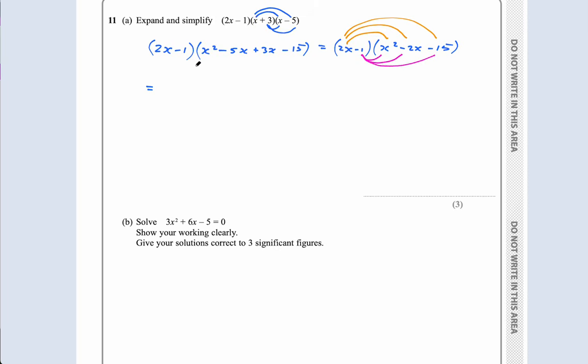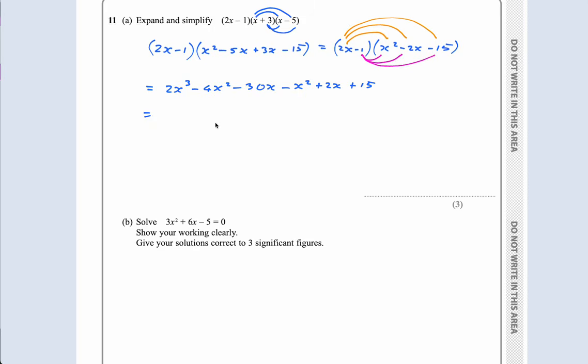First, 2x times x squared is 2x cubed. 2x times minus 2x is minus 4x squared. 2x times minus 15 is minus 30x. Minus 1 times x squared is minus x squared. Minus 1 times minus 2x is plus 2x. Minus 1 times minus 15 is plus 15.